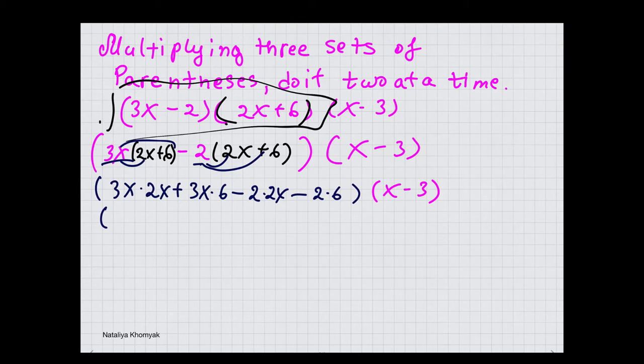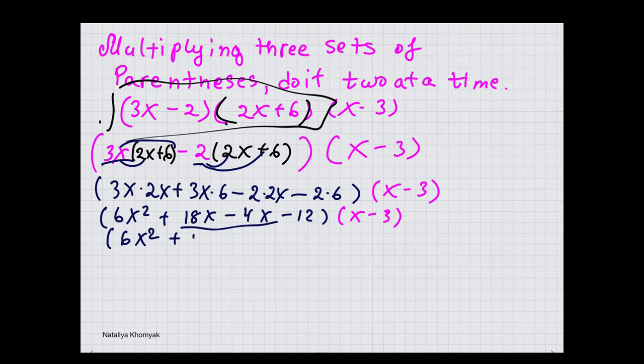So we get 6x^2 plus 18x minus 4x minus 12 times x minus 3. We have 6x^2 plus, like terms, we have 14x minus 12 times x minus 3. Now we can distribute the third parenthesis. So let's copy everything with room. So we have 6x^2 plus 14x minus 12. Each of them gets x minus 3.